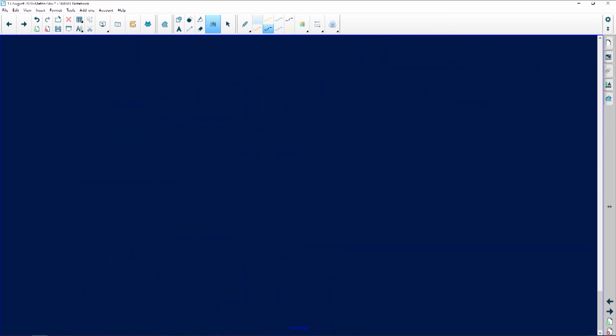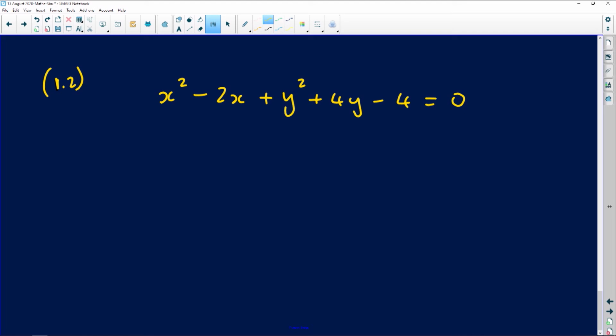So we are now on question 1.2. We're being given the equation x squared minus 2x plus y squared plus 4y minus 4 is equal to 0. Then we're being asked to find the coordinates of the center of this circle.